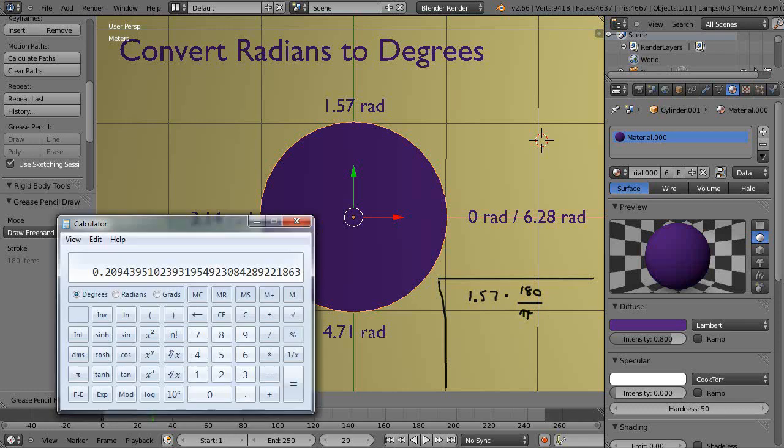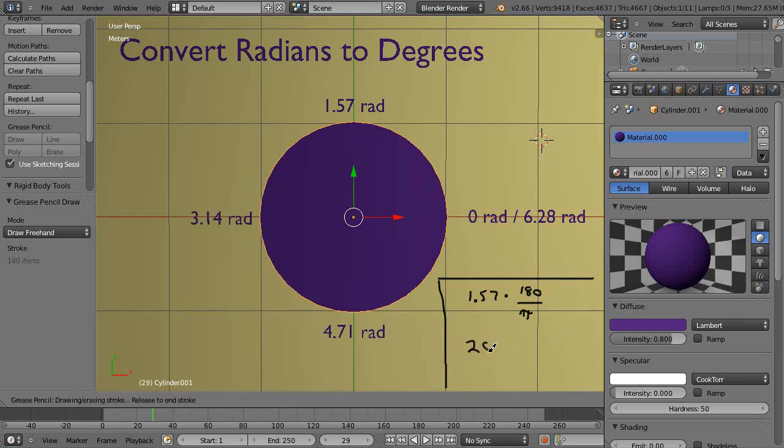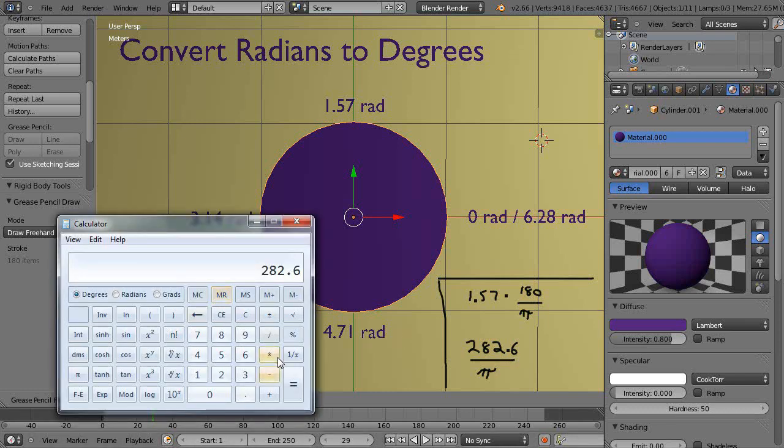Like this, so I'll get the calculator. 1.57, this approximate value for the 90 degrees, 1.57 radians times 180 is 282.6. So 282.6 divided by pi, and just like this is saying 3.14 radians, this is really the same as saying pi radians, because you're just substituting this symbol for 3.14. So 282.6 divided by pi, or divided by 3.14, so I'll just take that value here and divide it by 3.14.